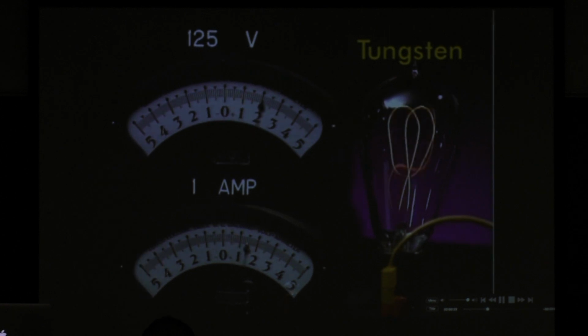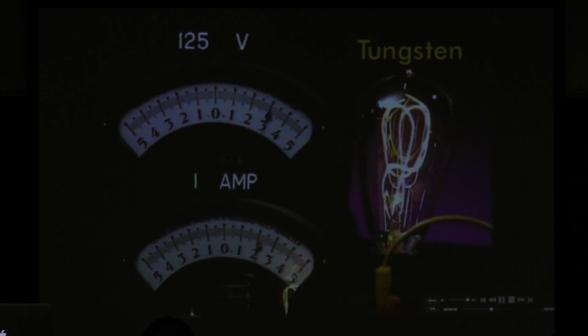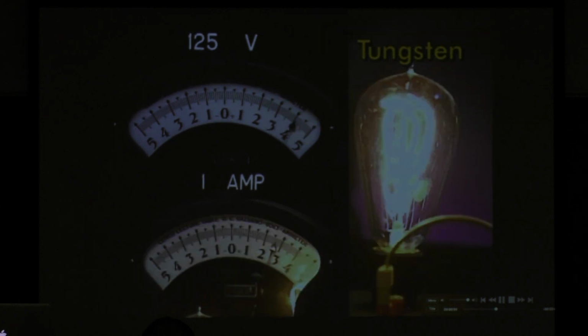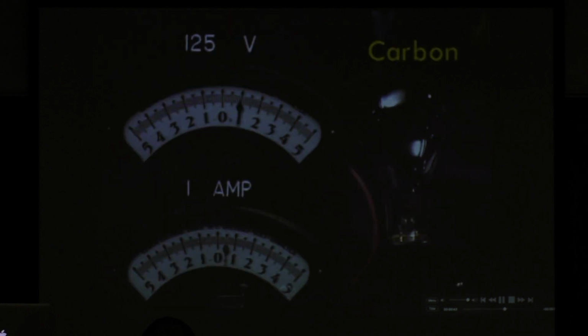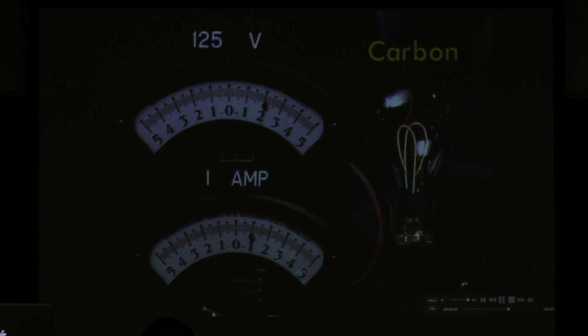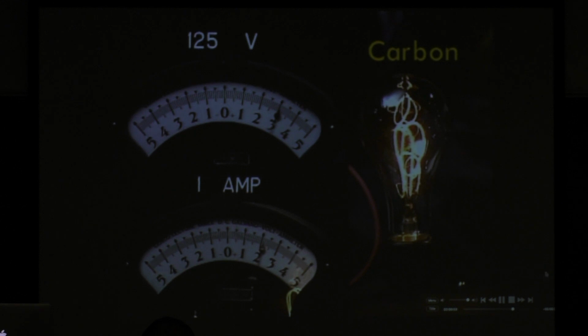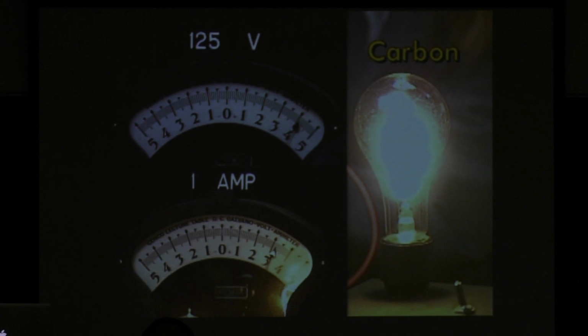50 volts, 75 volts, 100 volts. Here is a carbon filament at 25 volts, 50 volts, 75 volts, 100 volts.